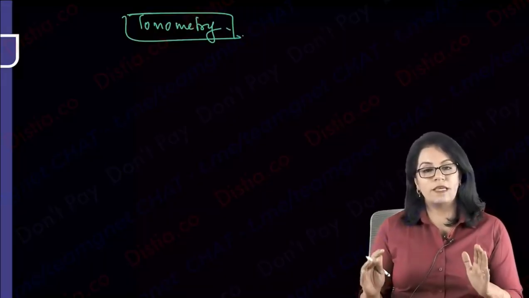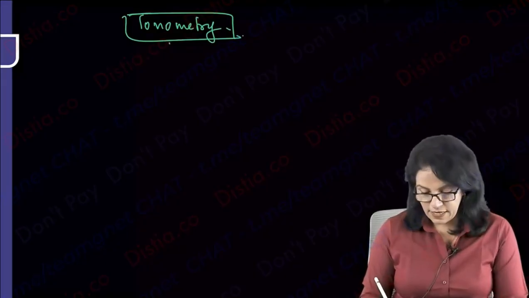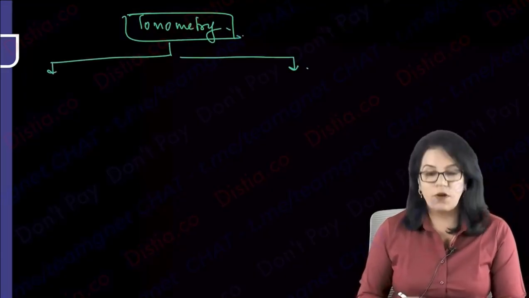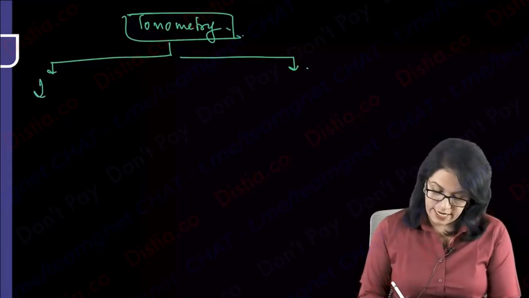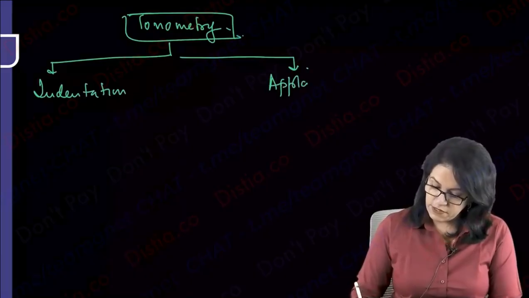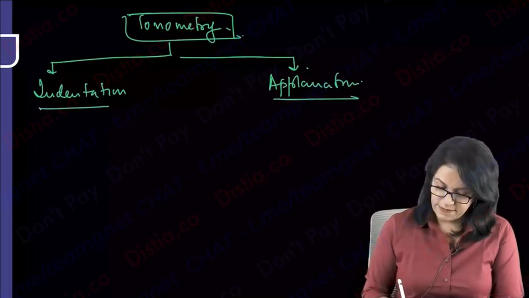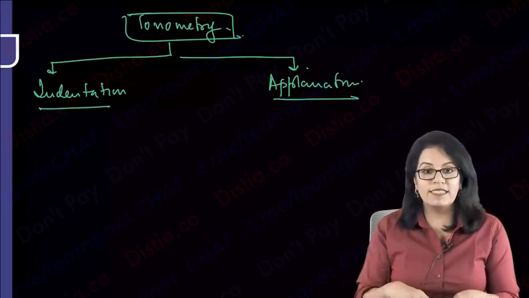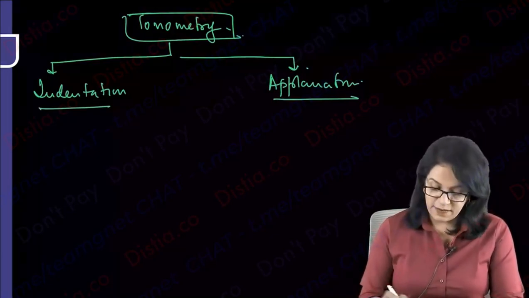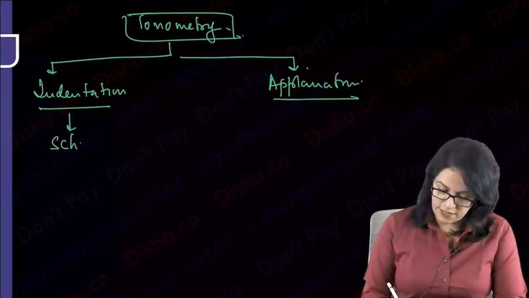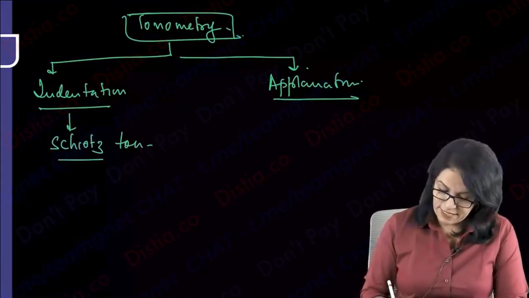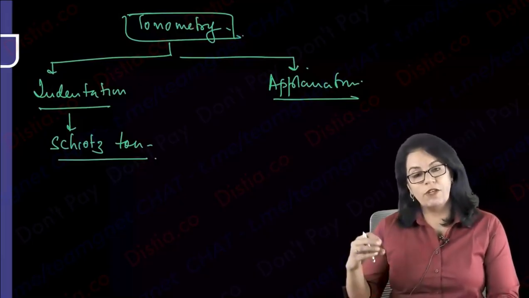Now when you say IOP is measured by tonometry, we will further divide this tonometry, which is the IOP measurement. Broadly, it can be either indentation tonometry or applanation tonometry. Indent means to really indent the cornea, digging in, right? So that is indentation. We already know the name, Schiotz tonometer. This is the only name we will learn for indentation.